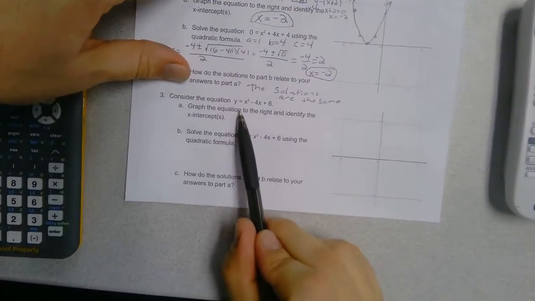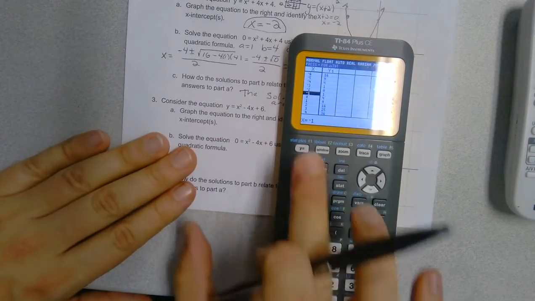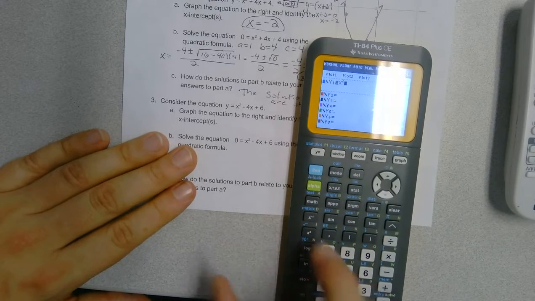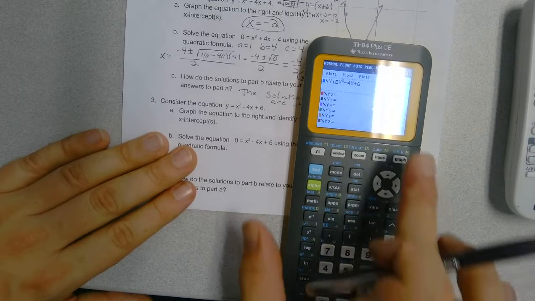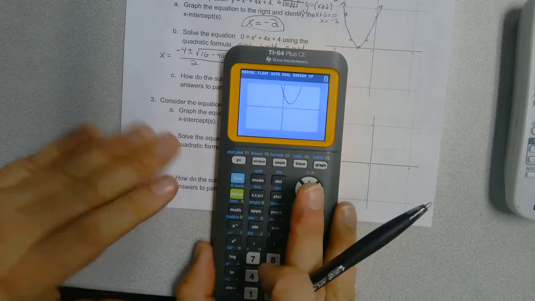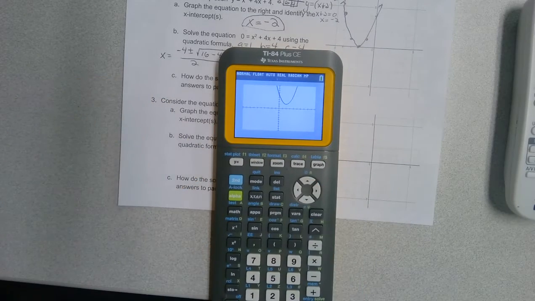Y equals x squared minus 4x plus 6. So first, I'm just going to look at the equation on my graphing calculator. And when I graph it, I notice it doesn't touch the x-axis. So we know that there's going to be no solutions. But the plot thickens. It's actually going to be no real solutions.